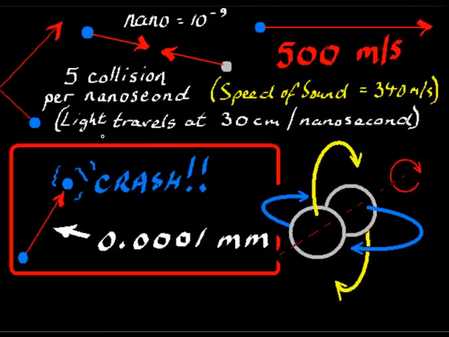So just so you can get a rough idea of what a nanosecond is, for example, light travels 30 centimeters in 1 nanosecond. Okay, so a molecule will crash 5 times in a nanosecond, but how far will it actually travel before it crashes into another molecule? It will travel about 0.0001 millimeters before it crashes into another molecule.